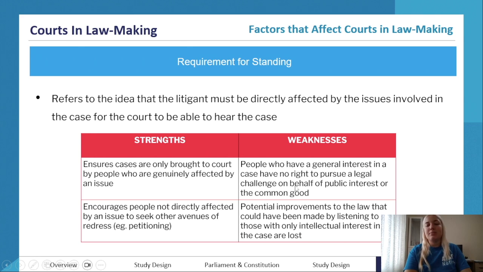But weaknesses: people who have a general interest in a case, or activists or interest groups, have no right to pursue a legal challenge on behalf of the greater good. And potential improvements to the law that could have been made by listening to those with only intellectual interest in the case are lost.